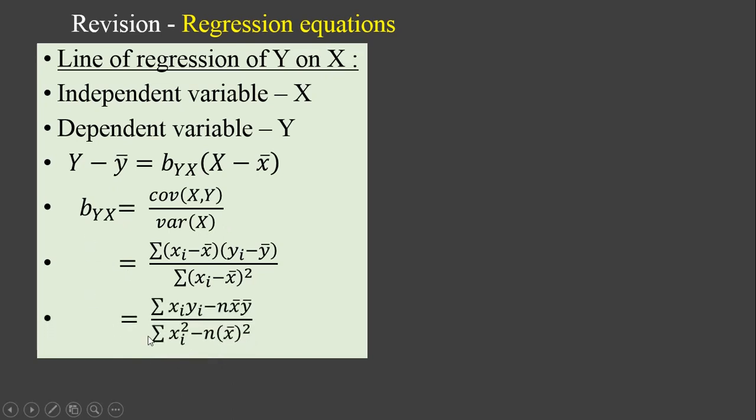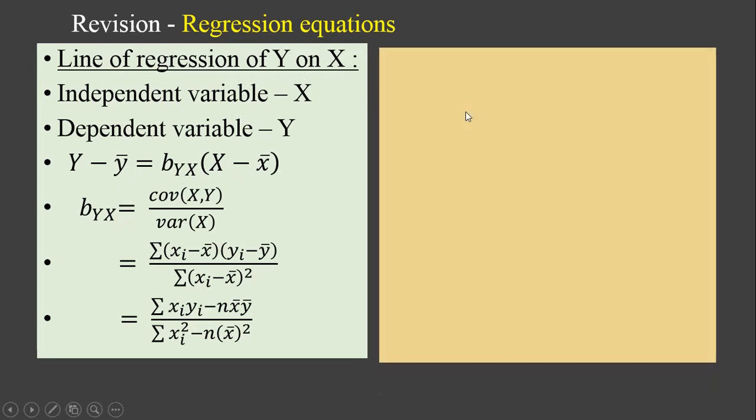We have one more formula for byx. Byx is equal to summation xi yi minus n into x bar y bar upon summation xi square minus n into x bar square. Here n is number of observations, number of pairs of x and corresponding value of y. So, using these formulae, we can write the regression equation. This is the line of regression of y on x.